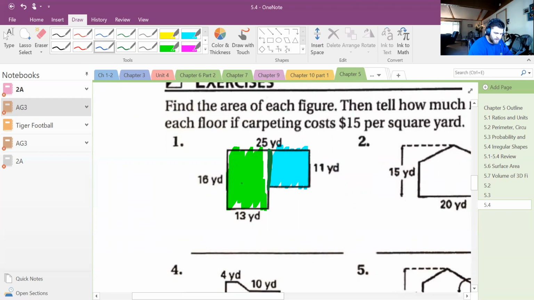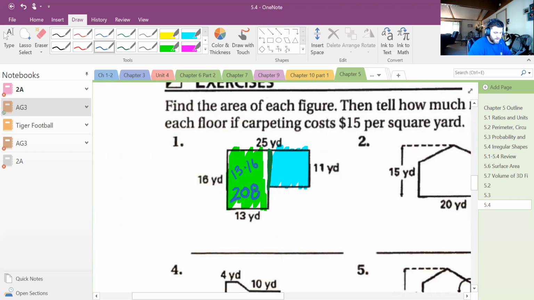So first things first, I want to figure out this green. Okay, this green is easy, right? Because I already have my base and I have my height of my rectangle. So it's just going to be 13 times 16. Let me get my calculator out so I don't mess up page numbers for you guys. Okay, 13 times 16. So the green is actually going to be 208 yards squared.